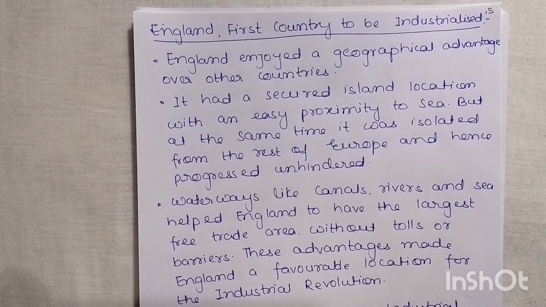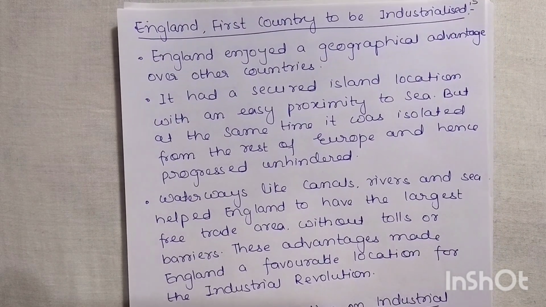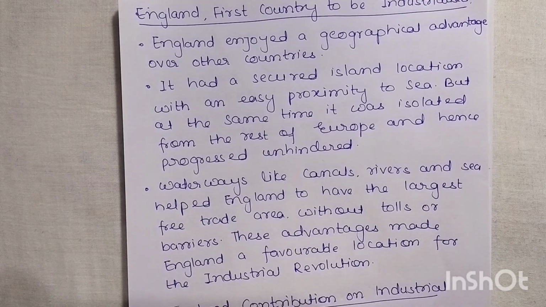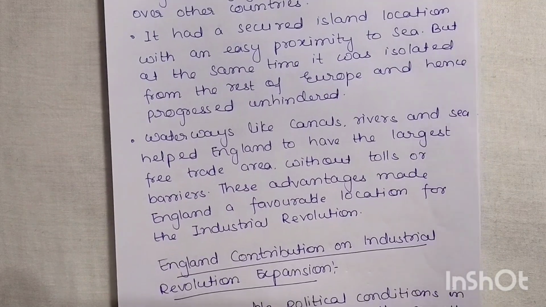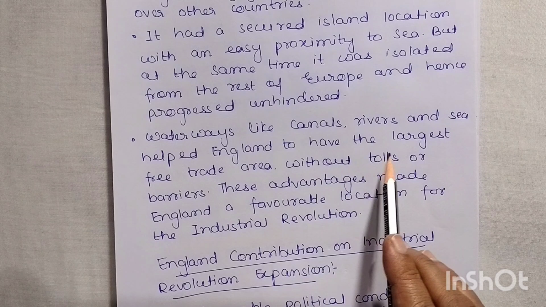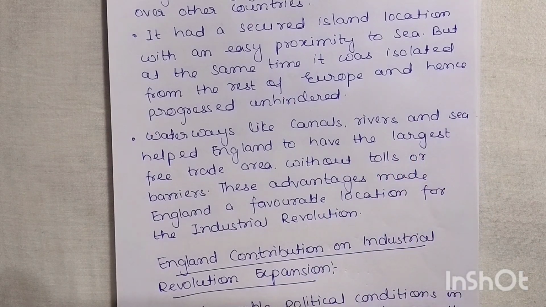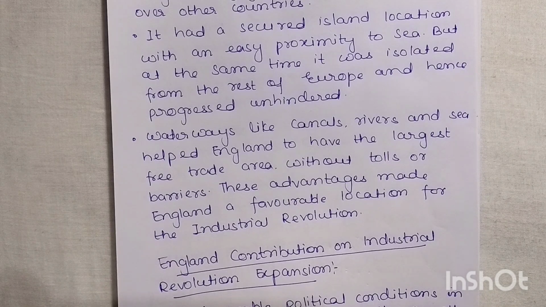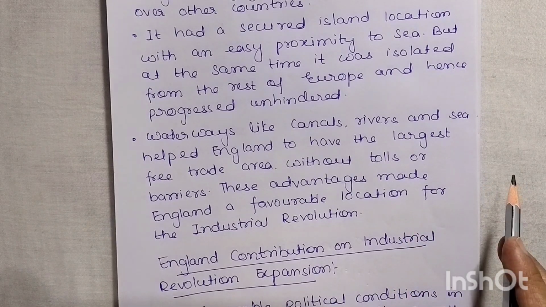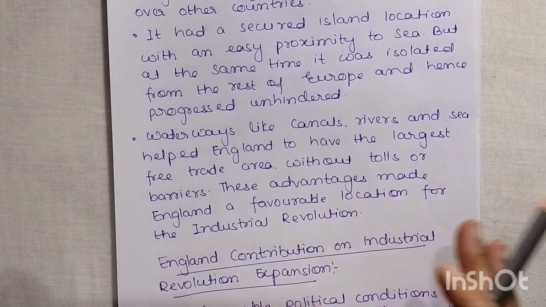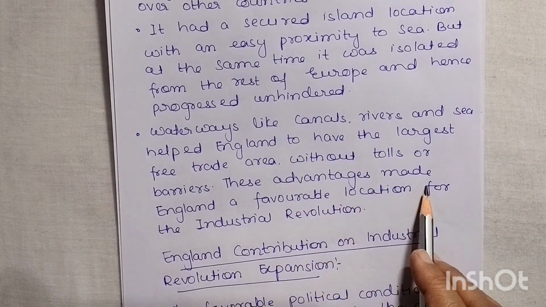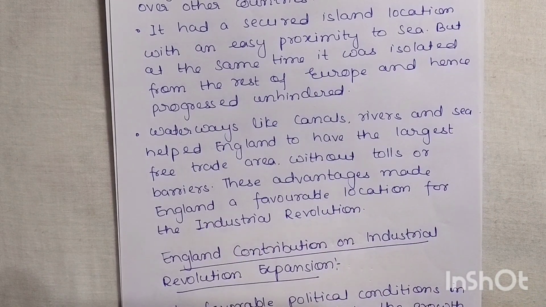No other countries were there that could influence or interfere in the production or establishment of this industry. So due to this, what happened? England enjoyed advantages over other countries. Waterways like canals, rivers and sea helped England to have the largest free trade area with no interference, without tolls or barriers. This advantage made England a favorable location for the industrial revolution.